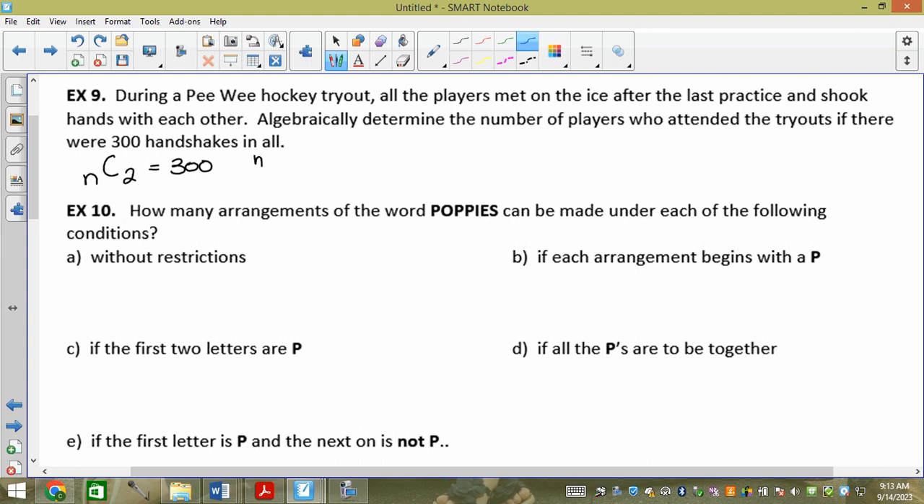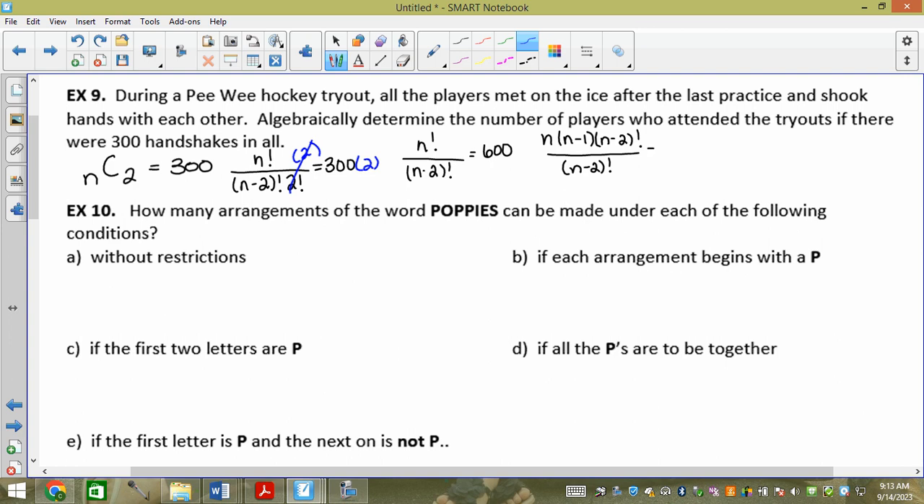Then we fill into the formula. N factorial over N minus 2 factorial times 2 factorial equals 300. Multiply by the 2. So we get N factorial over N minus 2 factorial equals 600. N times N minus 1 times N minus 2 factorial over N minus 2 factorial equals 600. N squared minus N minus 600 equals 0. What are the two numbers?